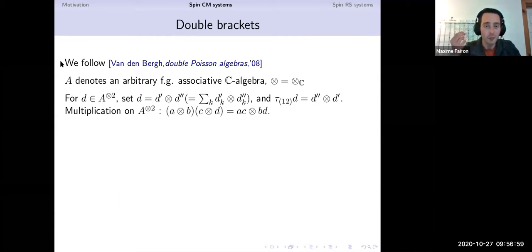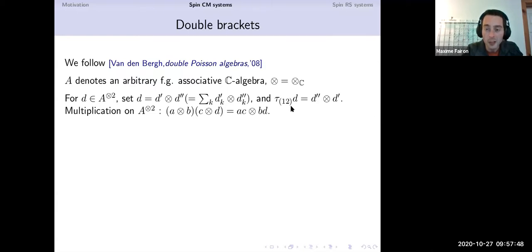This notion of double bracket is due to Van den Bergh. And as we will see, this is really a non-commutative version of a Poisson bracket. I will explain that precisely in a couple of slides. Just to set the stage, we work over a finitely generated associative algebra A over C. I'm just working over C because that's how I think, so all tensor products are over C. And I will use the strong version of Sweedler's notation: whenever I take an element D in the tensor product of A with itself, I will just write it as D prime tensor D second. All the operations that I will do are linear, so I don't really care about writing the sums explicitly.